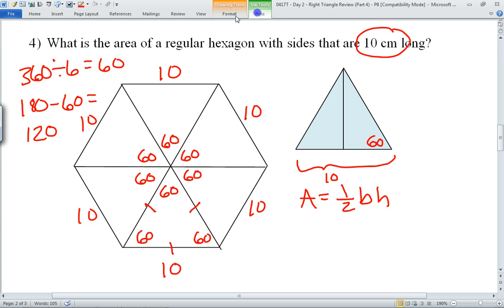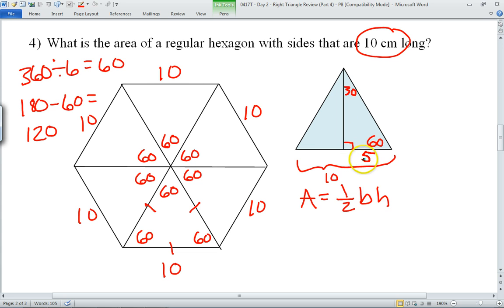Okay, if I drop that height, of course I'm going to have a right triangle. If this is 60 degrees, that means this is 30 degrees. So I have a 30, 60, 90 triangle. Now guess what? If this length is 10, then we know that this length is going to be 5. And that is the short leg. Alright, so that's the short leg.